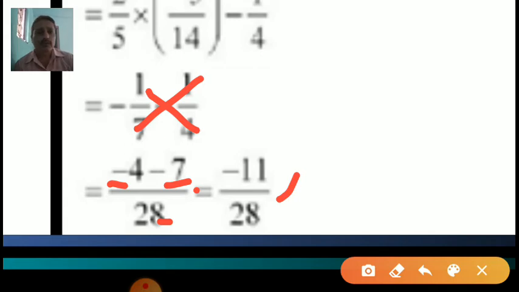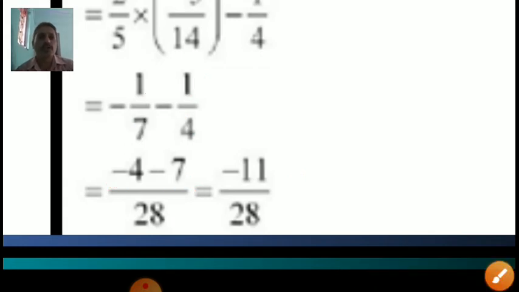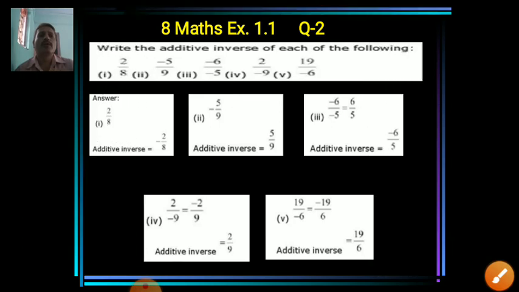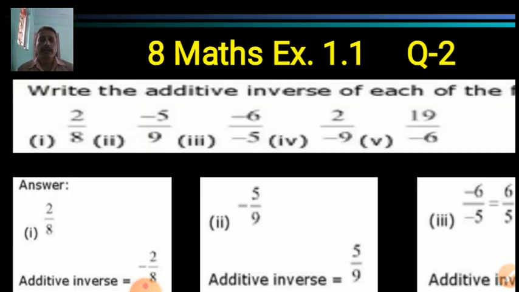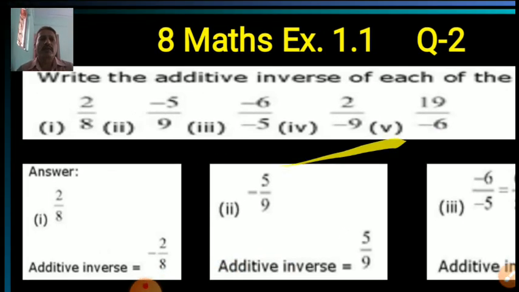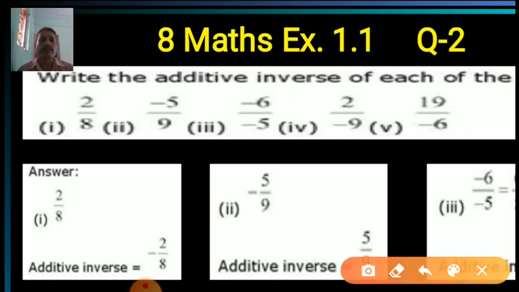I hope so. There are no doubts for the first question. We will move to question number 2. In the same way, write the additive inverse of each of the following numbers. There are 5 numbers given, and we use the property of additive inverse.